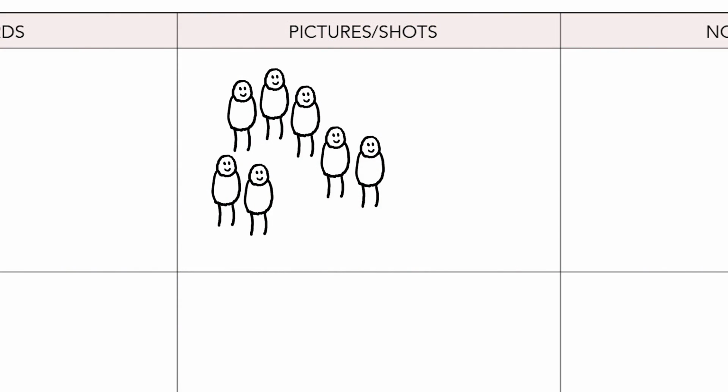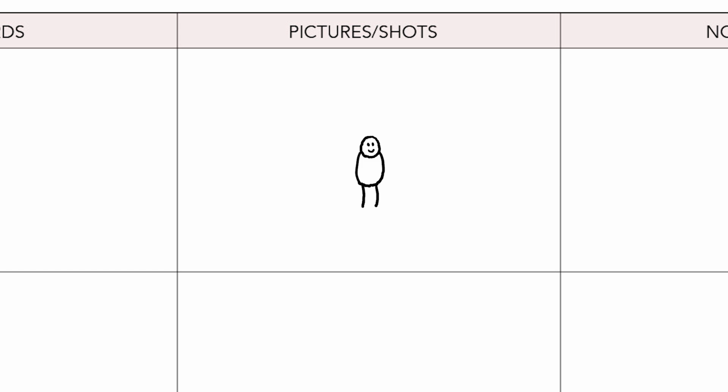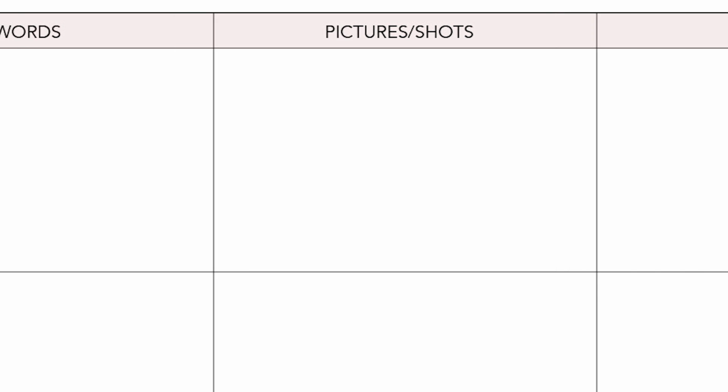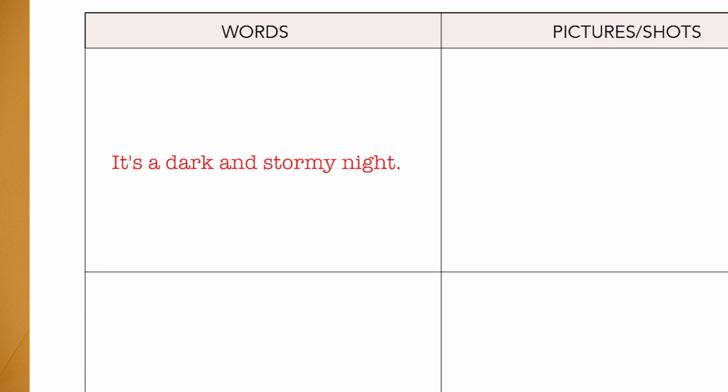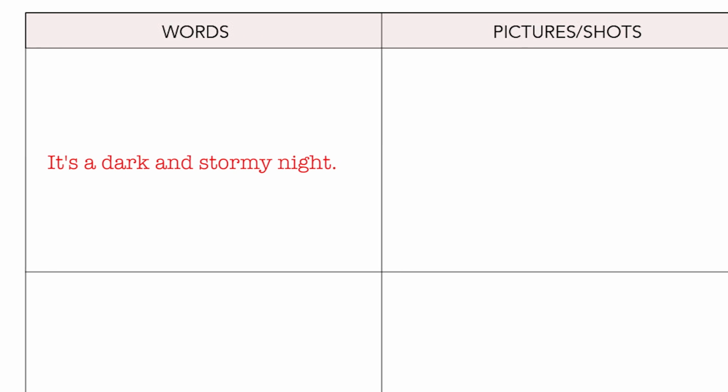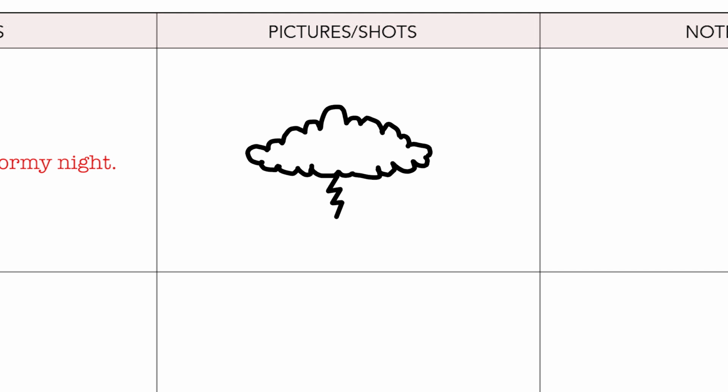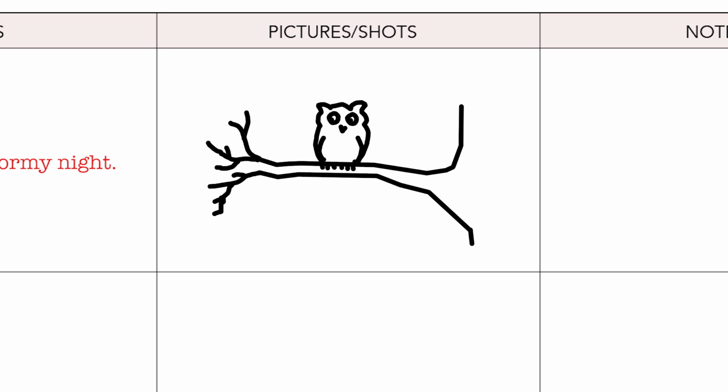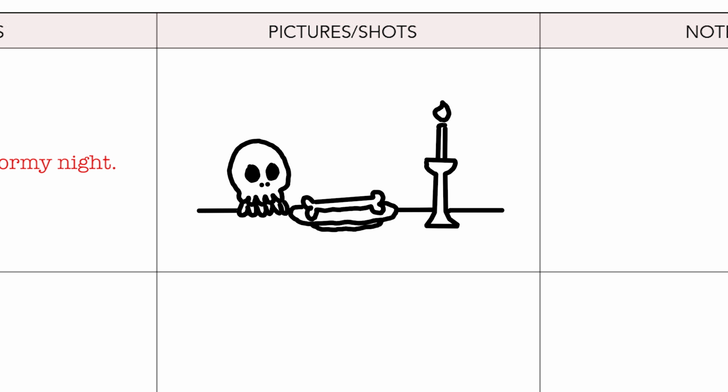So how to keep things simple? The fewer number of people, the better. If you can get away with no one on screen, that's the best. And the visuals don't always have to match the narration. If your script says, it's a dark and stormy night, you don't have to draw a cloud and a bolt of lightning. It could be an owl in a tree, or a creepy old house, or something completely different.